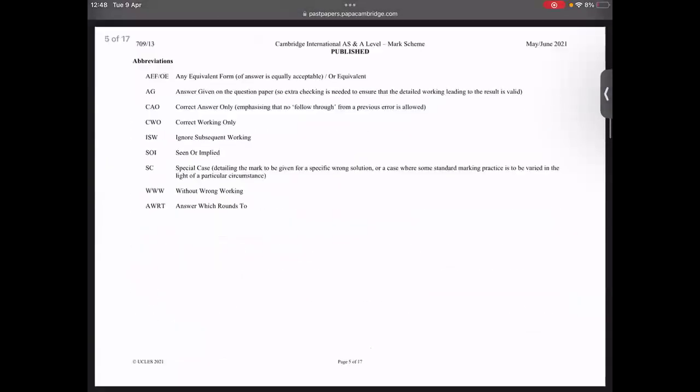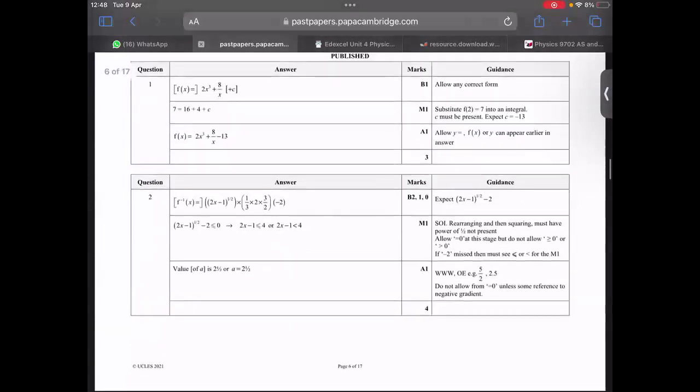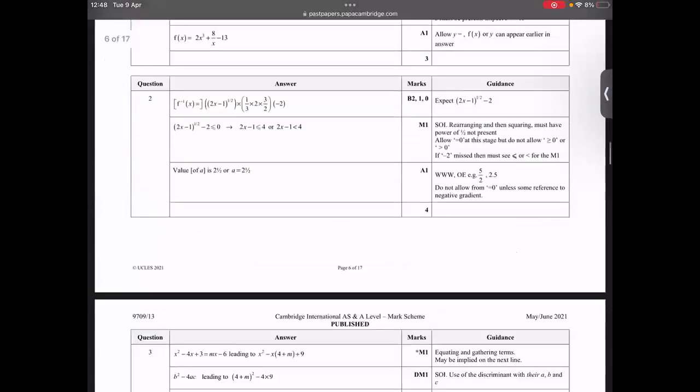Let us check the answers. So C is minus 13. That's correct. 4 plus 1, 5. Yeah, 5 over 2.